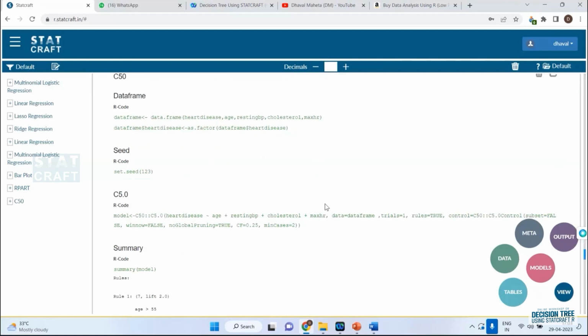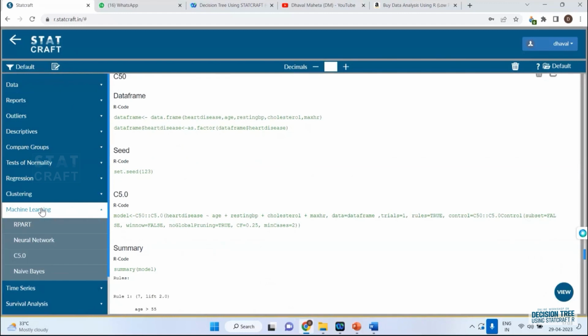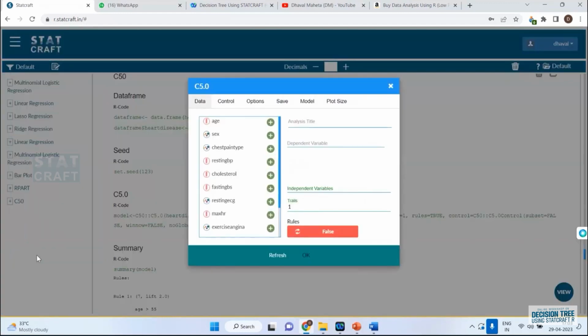Right. Now one more level. Again, I will go here. Again, I will activate the machine learning. And this time I will activate C5. Right? Independent variable, again the same thing. Heart disease. Sorry, not the heart disease. Please, not the heart disease. Heart disease.